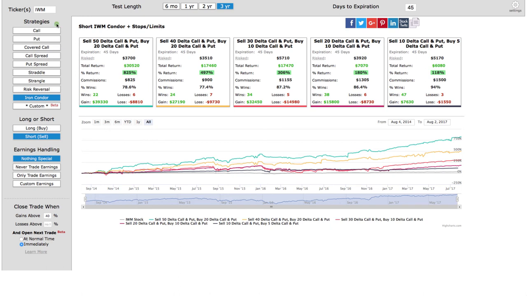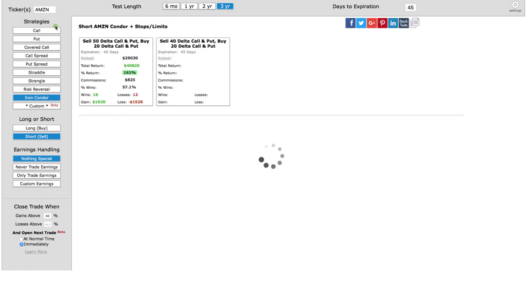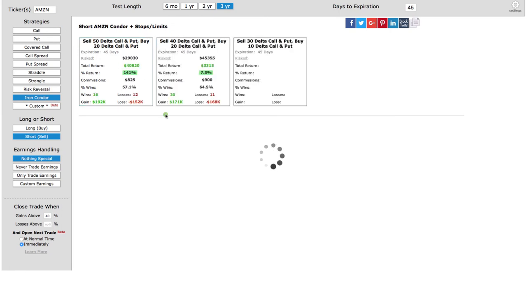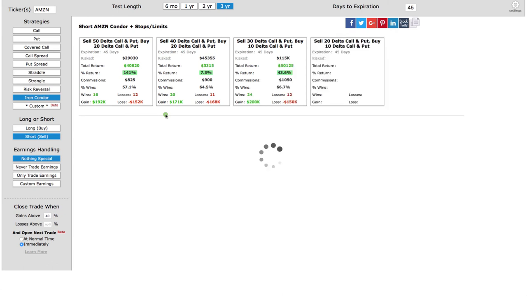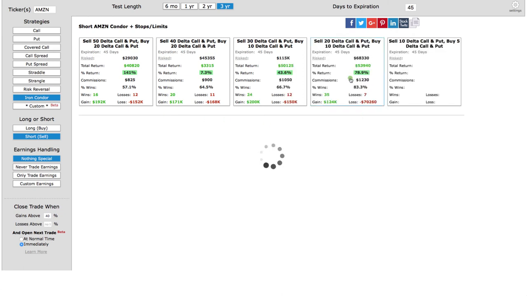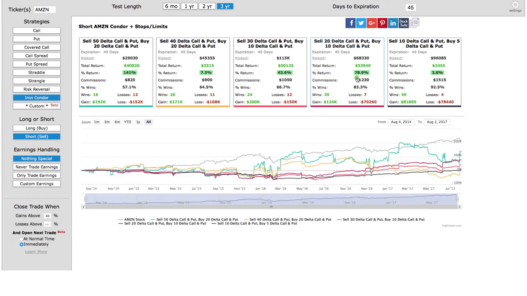Maybe you want to trade a specific stock. What if you took a look at Amazon? And you can see the performance of Amazon. Now, you can see on our standard iron condor, still good returns, but is there any way that we could improve that? Is there any scenario that would do even better than that?